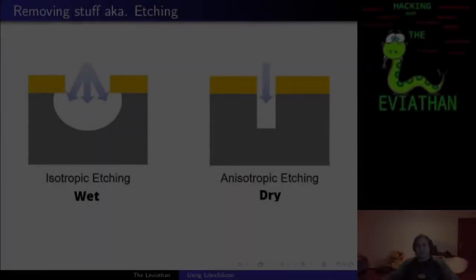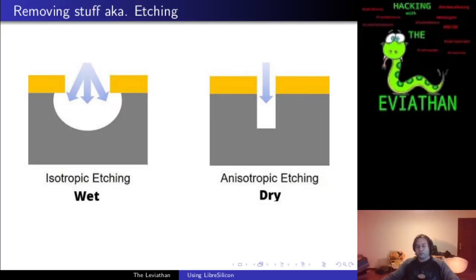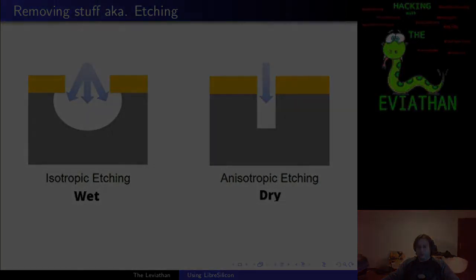In this slide you see the difference. Isotropic etching on the left, which etches further horizontally as it etches down, so you will have an edge further than the mask. While with dry etching you have a nicely vertical edge down and virtually no horizontal etching.